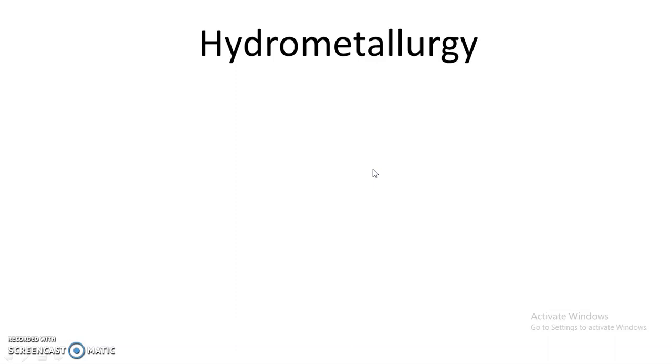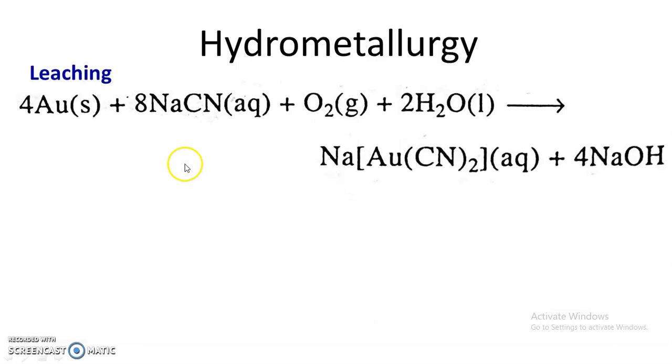Now there are two steps. This hydrometallurgy involves two steps. Step 1 is leaching and the other is the displacement reaction. So in the leaching reaction, first of all, the concentrated ore is treated with a dilute solution of sodium cyanide and kept agitated by a current of air.